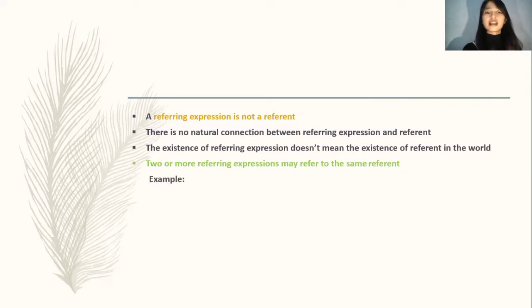As an example, the sentence: A, Mark is Johnny's best friend, and B, the brother of Mark Lee.